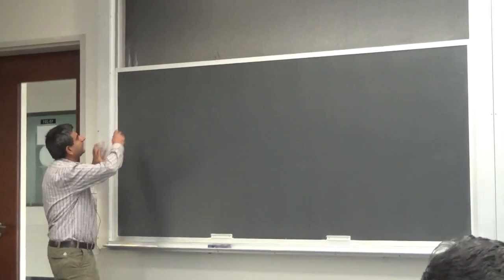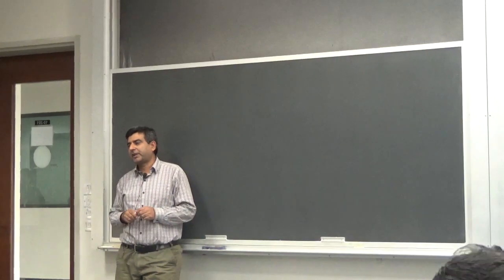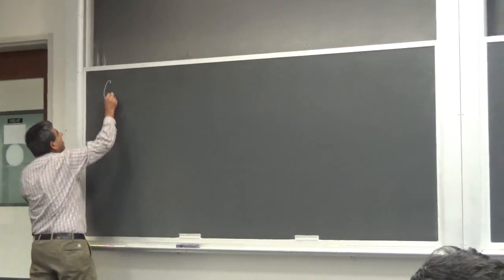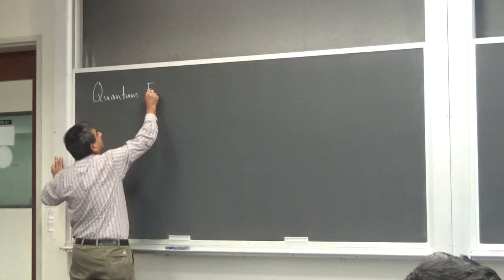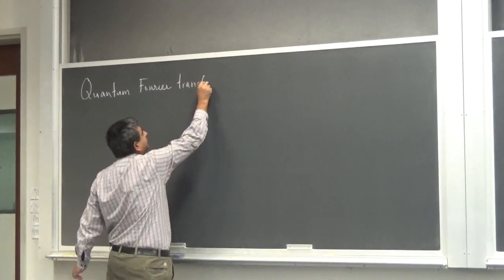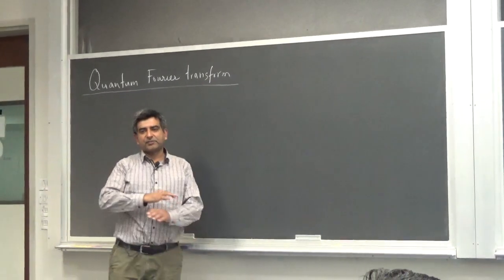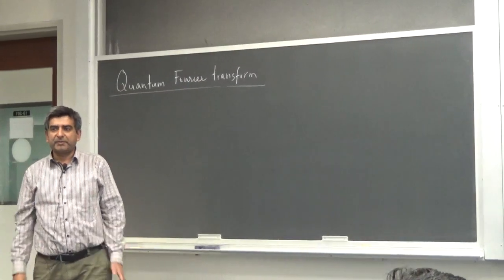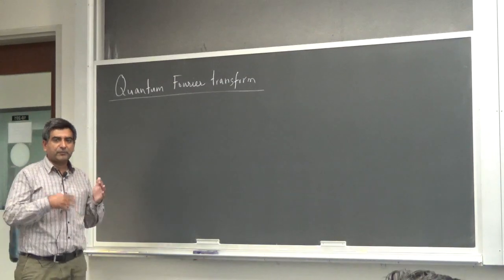So we would like to discuss a very important subroutine that is used in many quantum computing algorithms, and that is called the quantum Fourier transform. The quantum Fourier transform, in tandem with the Grover search algorithm or subroutine, forms the basis of many problem solving tasks in quantum information processing. So it's really important that we understand Grover search and the idea of quantum Fourier transform really well.